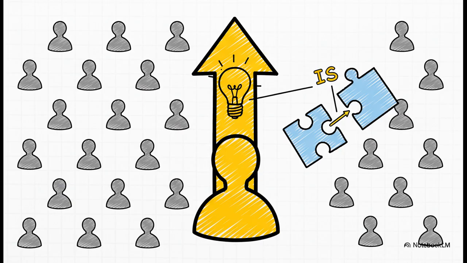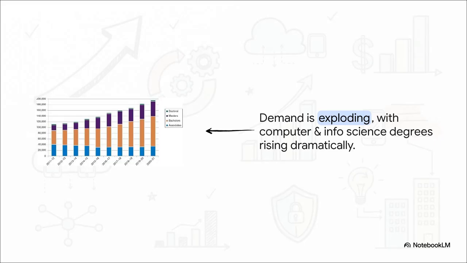This knowledge isn't just about tech, it's about strategy. It's the difference between just doing your job and leading the way. And believe me, the world is hungry for people who get this. The demand is just exploding. I mean, just take a look at this chart showing the number of computer and information science degrees. It's a rocket ship. The market is practically screaming for people who can speak both languages, business and technology.